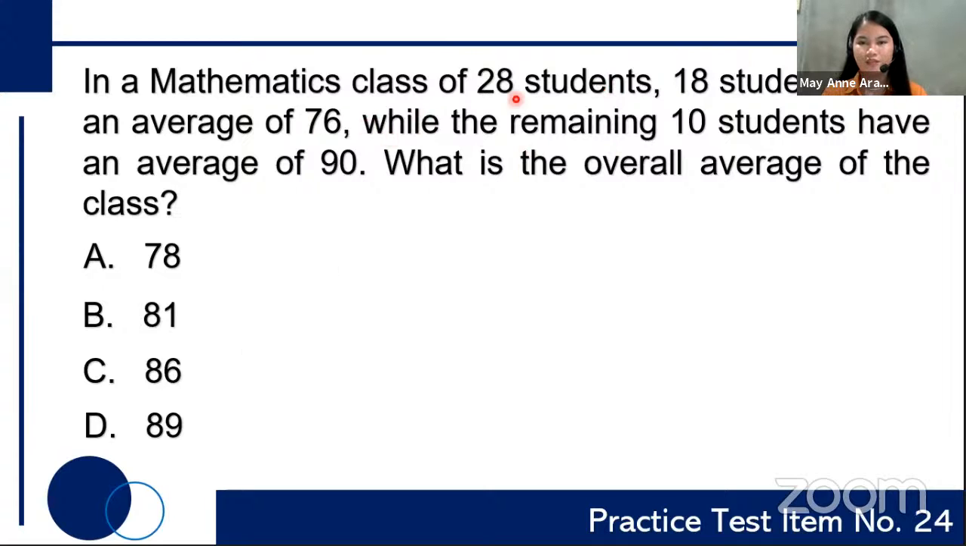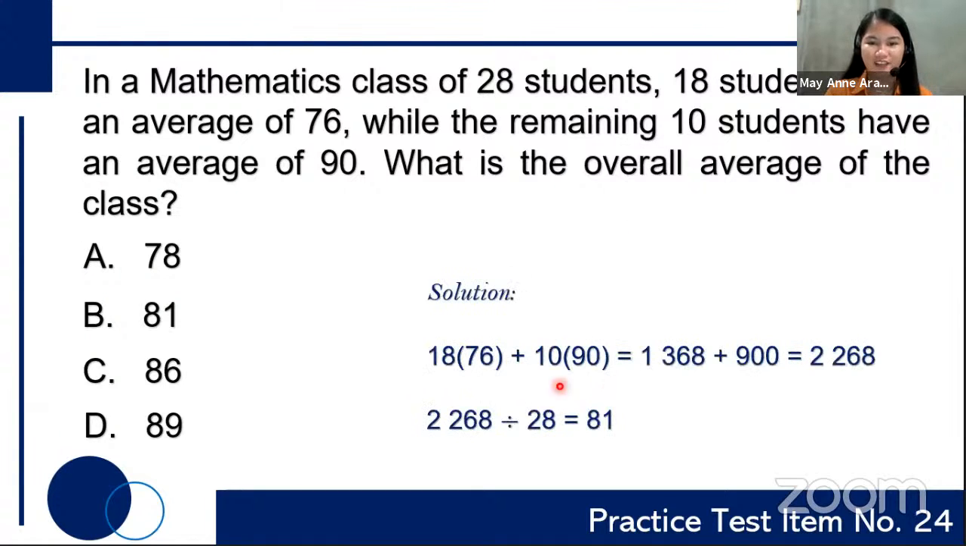So, just multiply 76 and 18 times, and then 90 and times 10, and just add, divide by the total number of students in the class, which is 28. What is the answer? Okay, let's have here. 18 times 76 plus 10 times 90. So you have 1,368 plus 900. So the total is 2,268. So yun na yung sum ng lahat ng scores ng students.